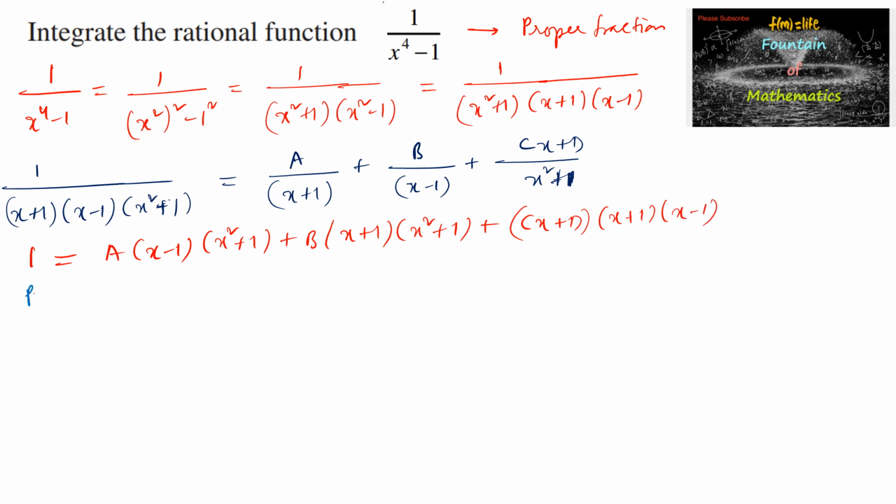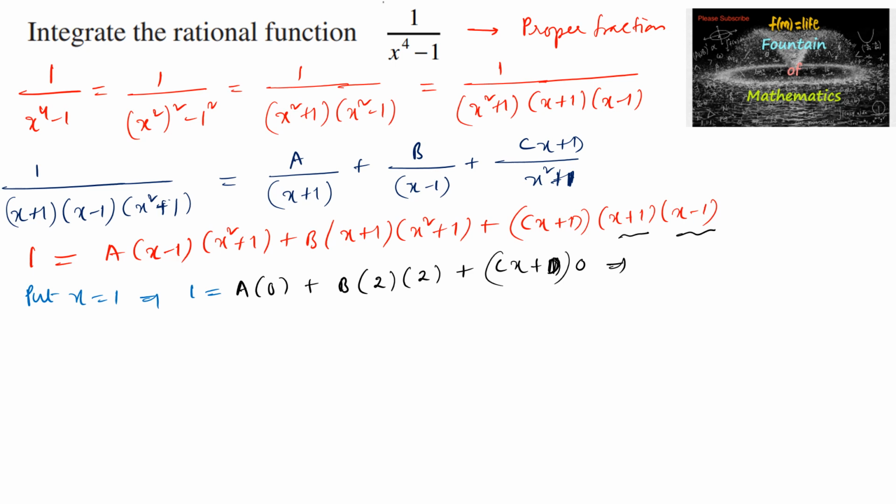Now if I put x is equal to 1, so 1 is equal to, since x is equal to 1, x minus 1 is a factor, so a times of 0, and here we can add b times of 1 plus 1, 2, times of 1 square plus 1, that is 2, and here again x minus 1 is a factor, so this is also 0, cx plus d times of 0. So a times of 0 is 0 and b times of 2 into 2, that is 4b, is equal to 1, or b is equal to 1 upon 4.